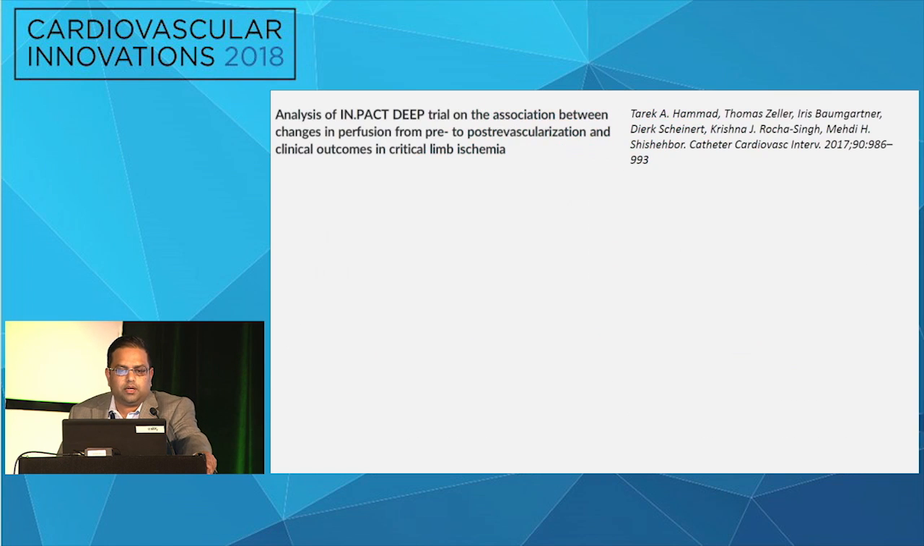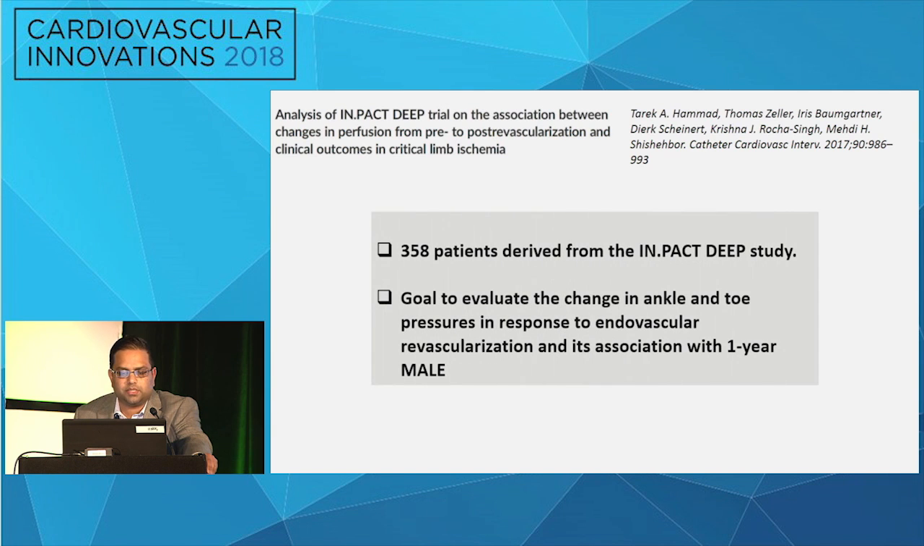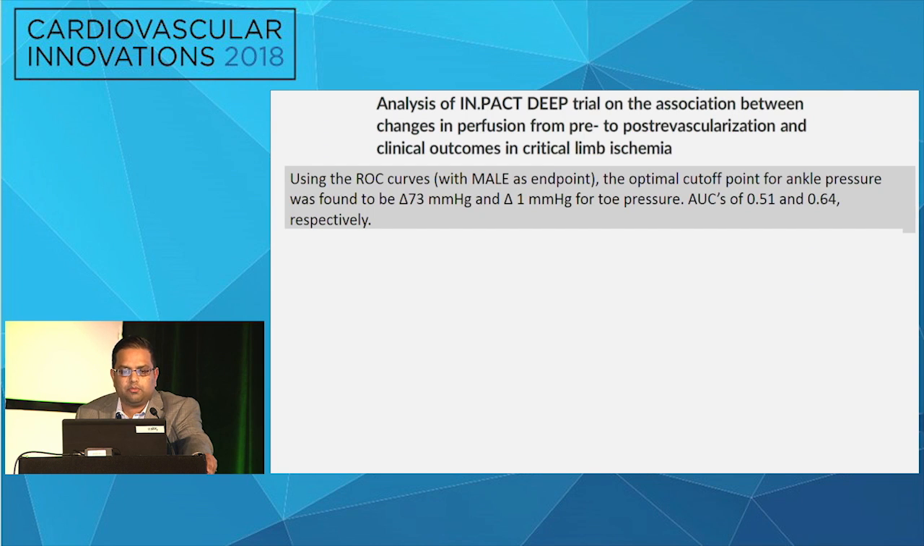So when we further look at this is Mehdi and Dr. Hamad's work looking at the IMPACT-DEEP trial, and they looked at 358 patients from this study, and they looked at ankle and toe pressures. So as opposed to just ABIs, looking at absolute ankle and toe pressures, and the response to endovascular therapy in the change in these measures, and the association with outcomes. And when they used receiver operating curves with MALE, or major adverse limb events, as an endpoint, they found a cutoff of a change of 73 for ankle pressure or a change of 1 millimeter for toe pressure to be significant.